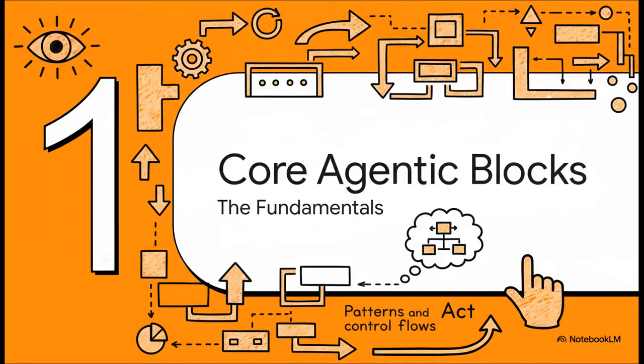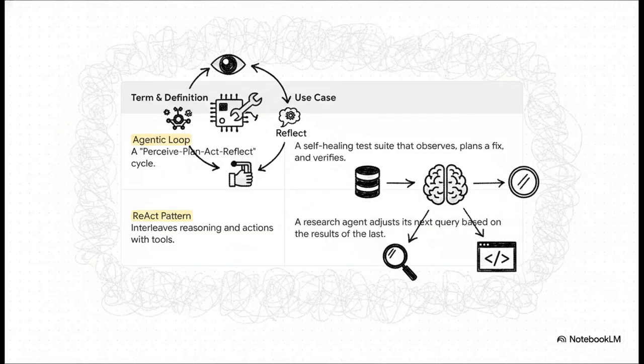We have to start with the fundamentals. Think of these as the absolute non-negotiables, the core patterns that dictate how these modern AI agents perceive, reason, and act in the world. First up, the Agentic Loop. This is the heartbeat of any autonomous system. It's a simple, powerful cycle. Perceive, plan, act, and then, and this is the key part, reflect.